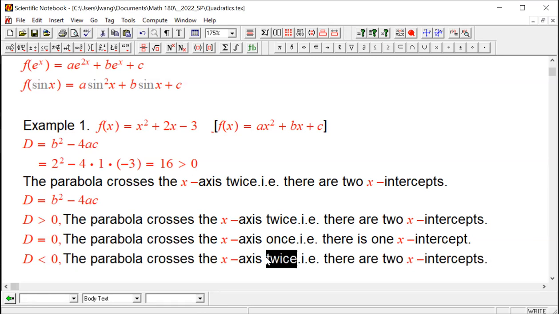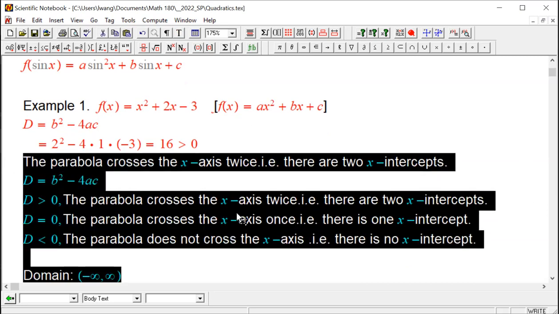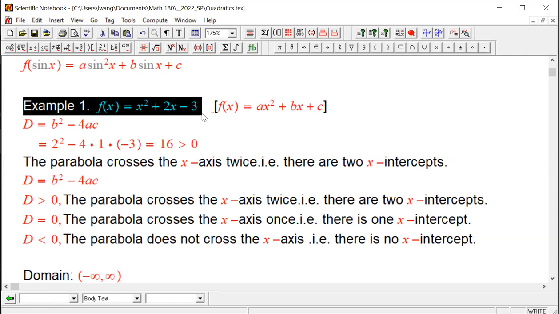So we say it does not cross the x-axis, i.e., there are no x-intercepts. Okay, there's no x-intercept. We can use the singular. But anyway, this is the summary, and we just discussed the first case.